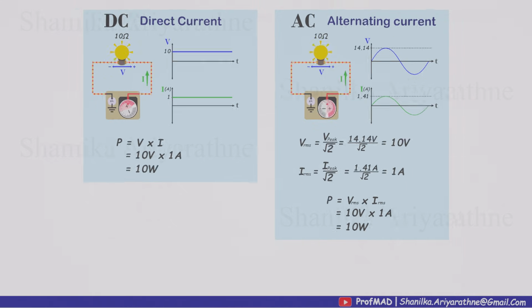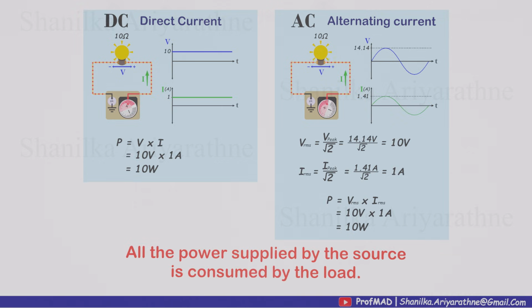Here's the key idea. In both circuits, if the load contains only resistance, all the power supplied by the source is consumed by the load. Nothing is returned to the source and nothing is stored. In other words, the power transfer is effectively 100% efficient.